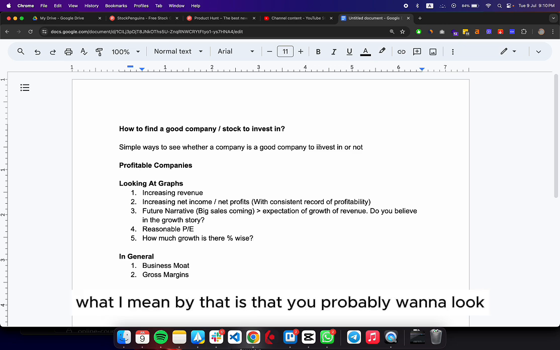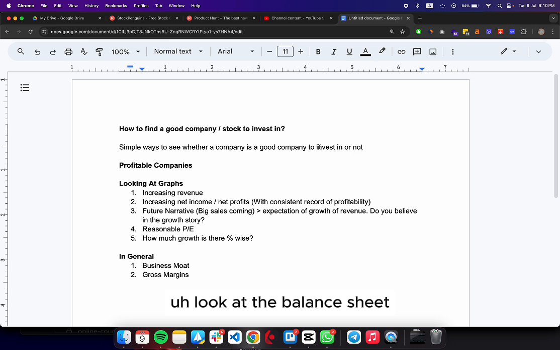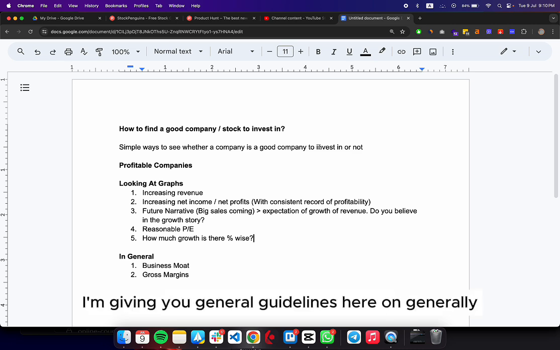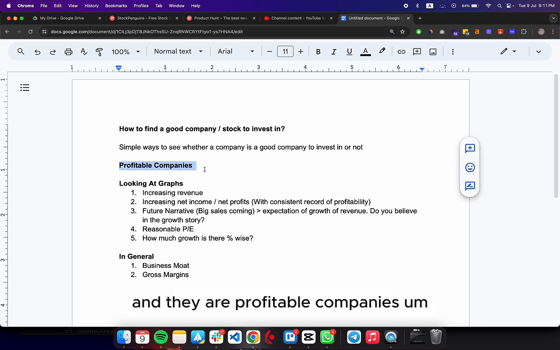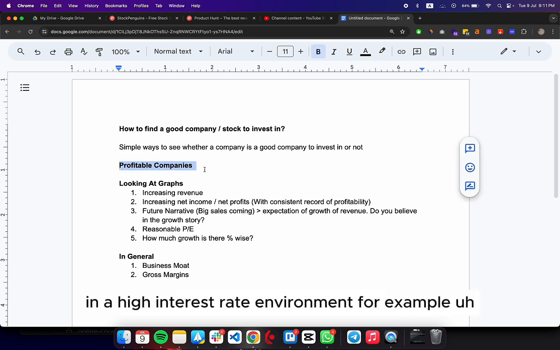What I mean by that is that you probably want to look at the balance sheet, look at the data and stuff. I'm giving you general guidelines here on generally what are good companies to invest in. Okay, so in general, there are two types of companies, right? There are non-profitable companies and there are profitable companies. In a high interest rate environment, for example, most investors value profitable companies.